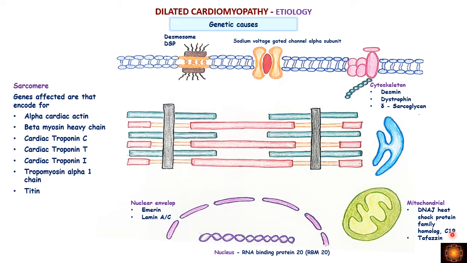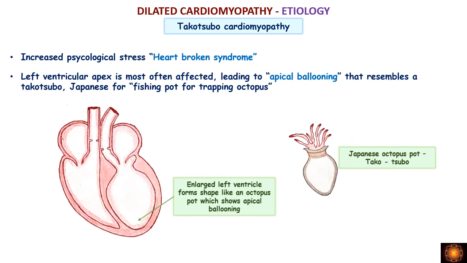So genes undergoing mutations which are encoding these proteins can also cause it. Then the genes encoding nuclear envelope proteins like emerin, lamin A/C, and in the nucleus RNA binding protein 20. So any of these genes, if they undergo mutations, can cause dilated cardiomyopathy.